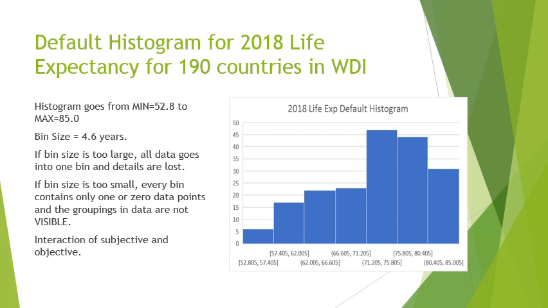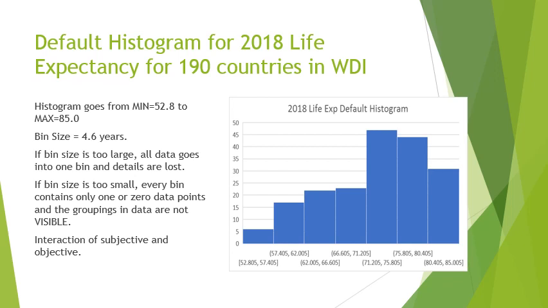If we look at the histogram for 2018 life expectancy for 190 countries, this is 190 data points. The Excel has a built-in histogram, and that is displayed in this slide. This goes from a minimum of 52.8 to a maximum of 85.0. There are 7 bins, and the size of each bin is about 4.6 years. So this gives us some idea about the shape of the data.